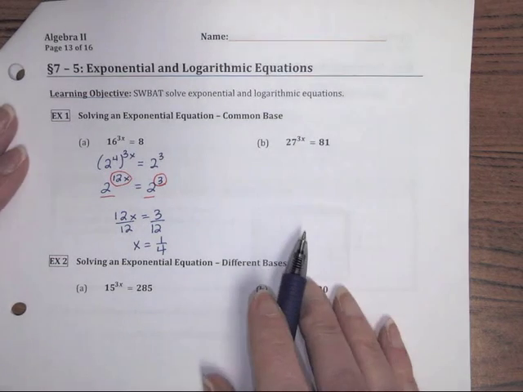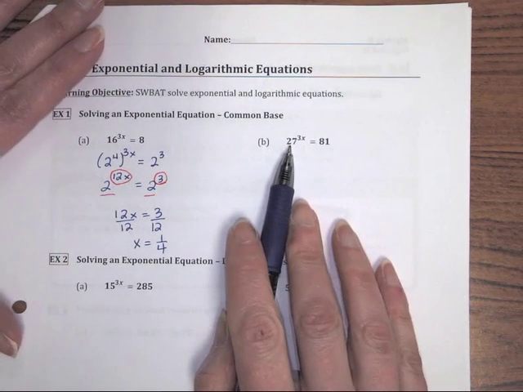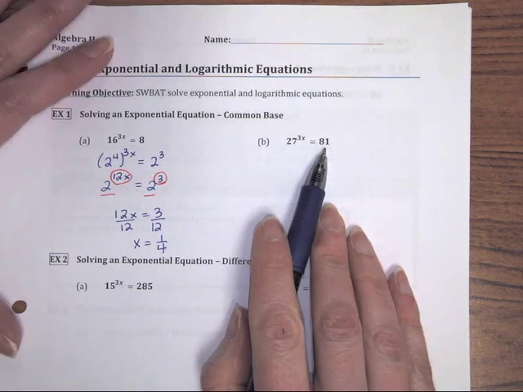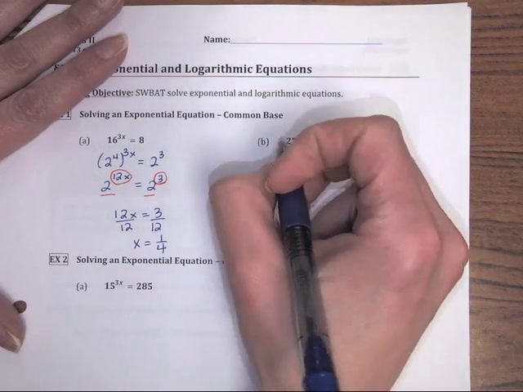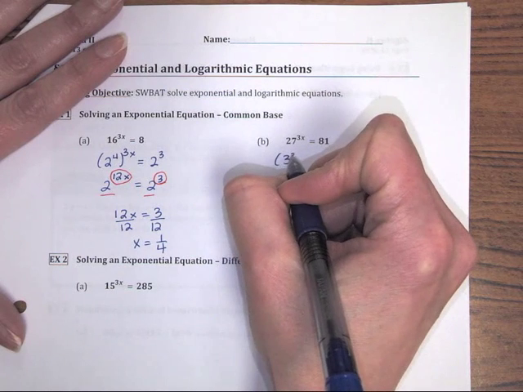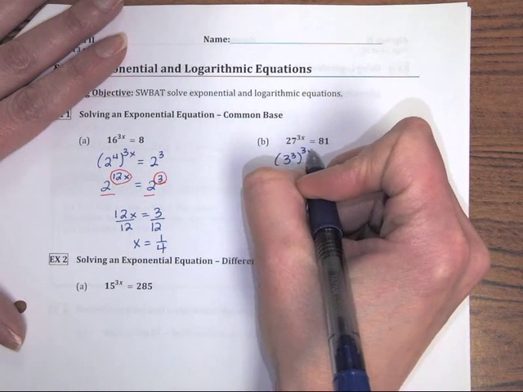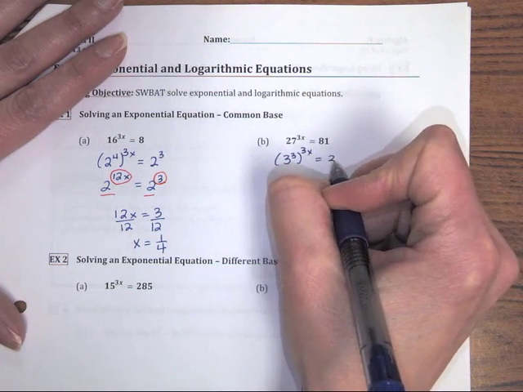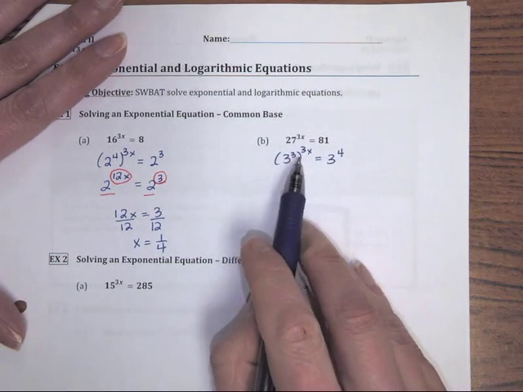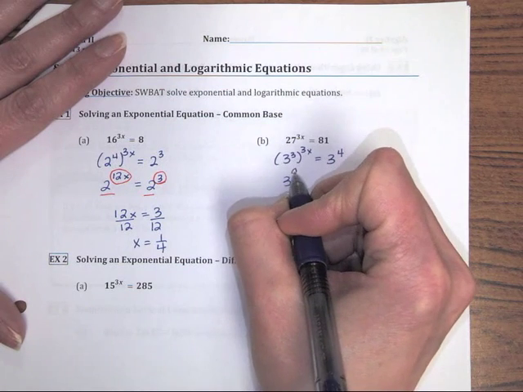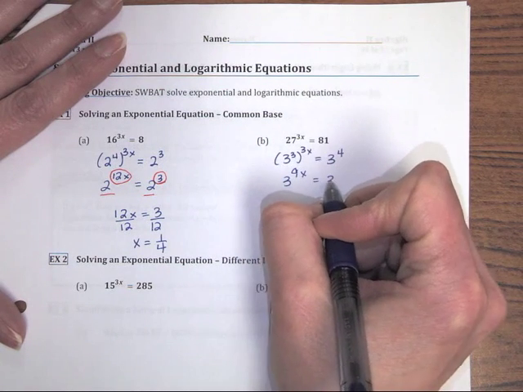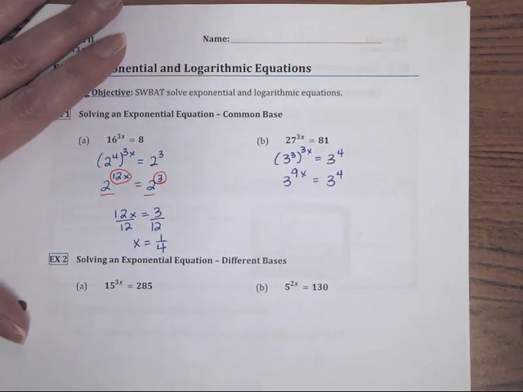All right, one more of those. Would you agree? If we go over here, I have a 27 and 81. Those are both powers of 3, right? So 27 is 3 to the 3rd. 81 is 3 to the 4th power. Multiply my exponents right here, and I get 3 to the 9x power equals 3 to the 4th power.